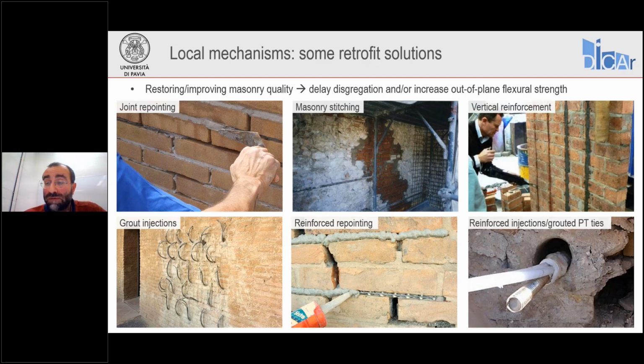If we want to improve the flexural response out of plane, we may add vertical reinforcement in slots within the masonry walls. And if we want to prevent separation between masonry leaves, we can use reinforced injections through the thickness of the wall, engaging the two exterior leaves.